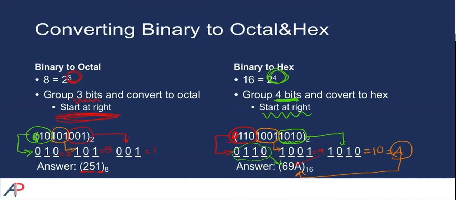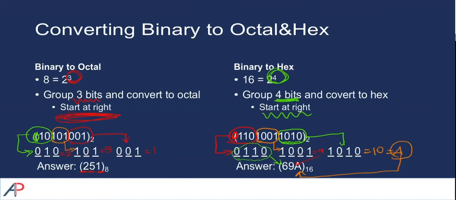And the only reason why this trick works is because we have powers of 2. So 2 to the third power is 8. So that means for binary to octal, you want to always use groups of 3. 2 to the fourth power is 16. So that means if you want to convert from binary to hexadecimal or hexadecimal to binary, you're going to use groups of 4.